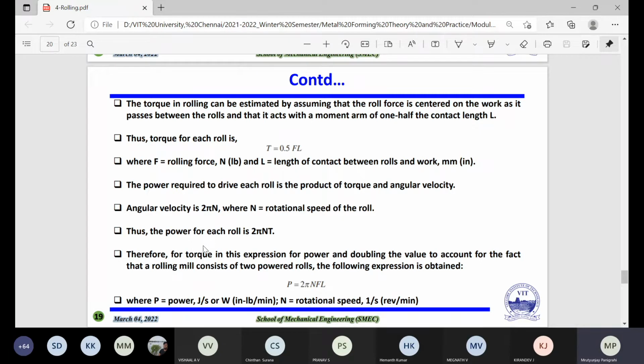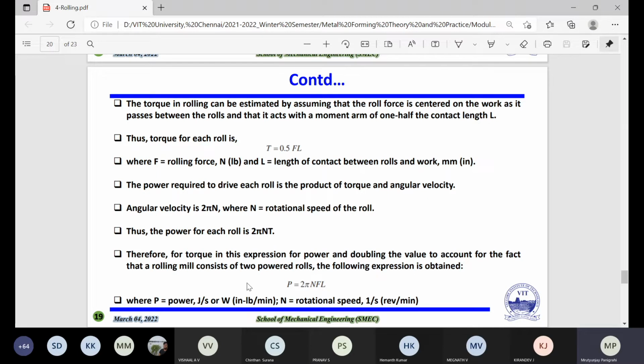Similarly, if you want to find out the angular velocity, you know this one. We already did this in previous classes: 2 pi n, where n is the rotation speed of the roll, and the power for each roll equals 2 pi n times T. T is known as the torque, right?